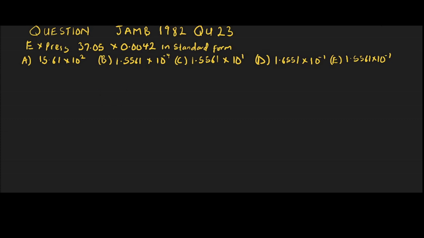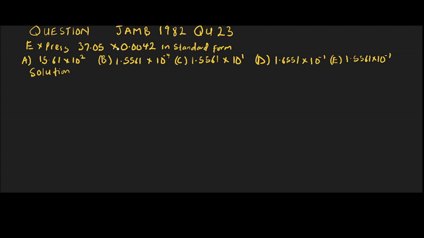Hello everyone, we have a question here, and the question is from JAMB 1982, question 23. The question is, express 37.05 times 0.0042 in standard form, and here are the options. Let's quickly solve this. Solution.